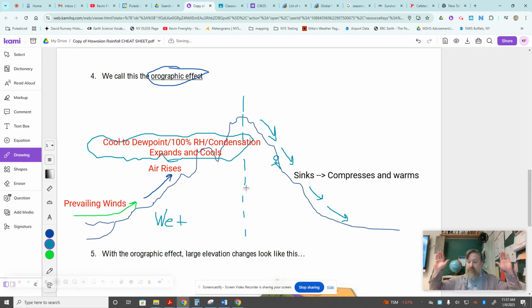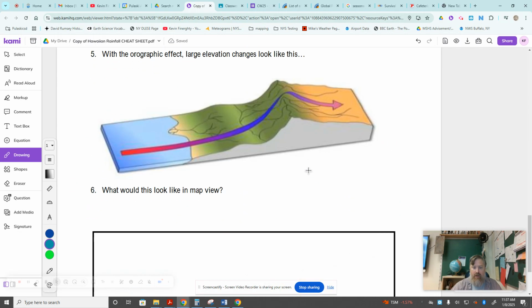So backing up and saying, what is this lab all about? You're going to see that there's an ocean. And then as it comes up the side of the mountain, it's wet. Then there's the peak of the mountain. Then as it comes down the other side, it's dry. That's what this looks like, right? Here's the block diagram of it.